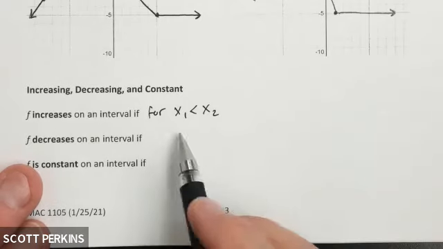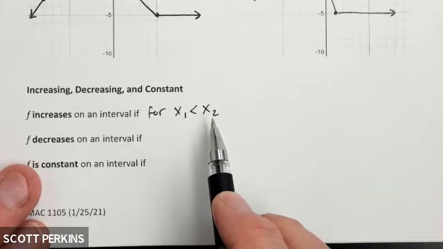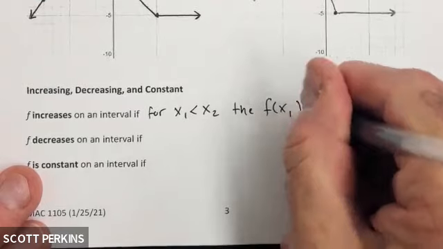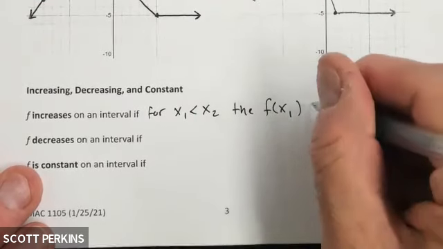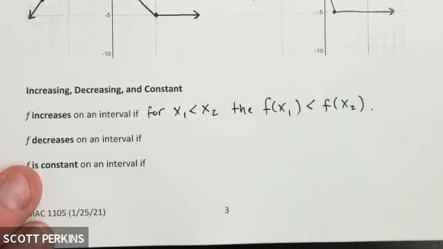So we know something's increasing if for an x1 that is smaller than the x2, then we know the outputs, the function value at x1 is going to be less than the function value at x2. Now you're going to write that down, and then I'm going to show you on one of our graphs what that is actually saying, what that means.